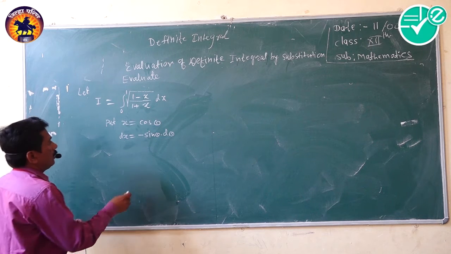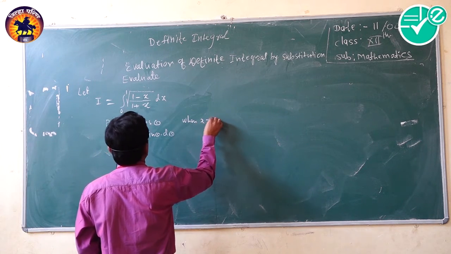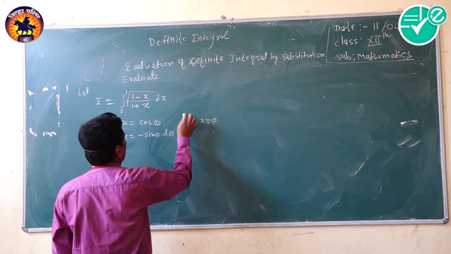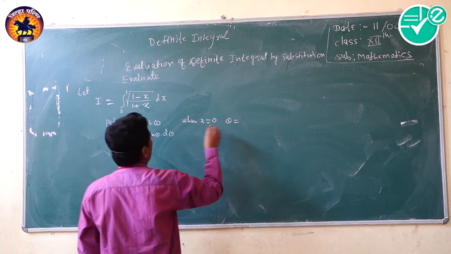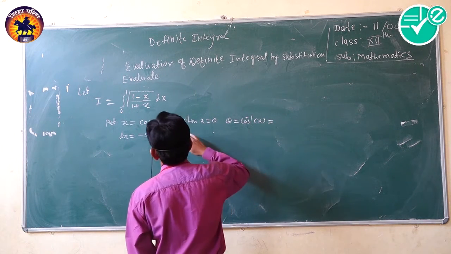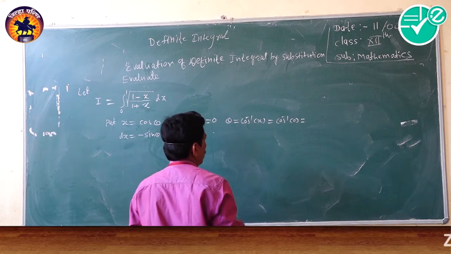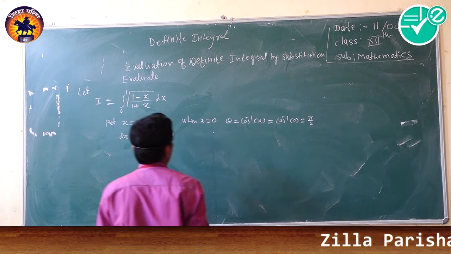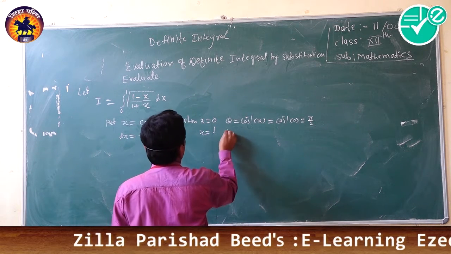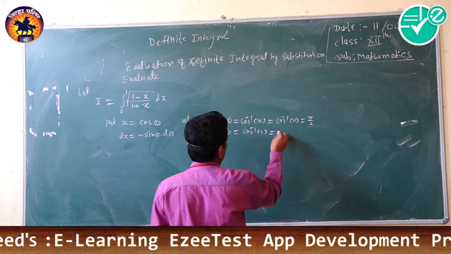Now the limits will change. When x is equal to 0, theta is equal to cos inverse x, that is cos inverse 0, which is equal to pi by 2. When x is equal to 1, theta is equal to cos inverse 1, that is 0.